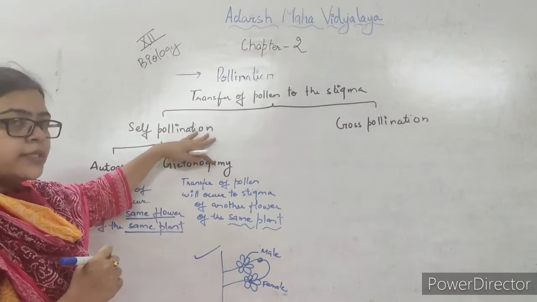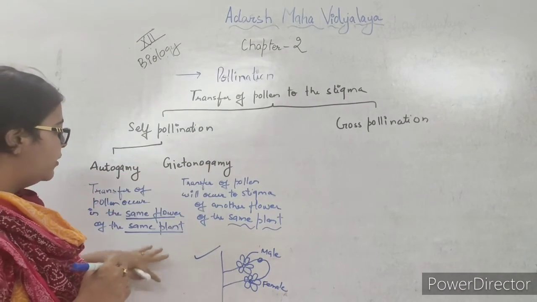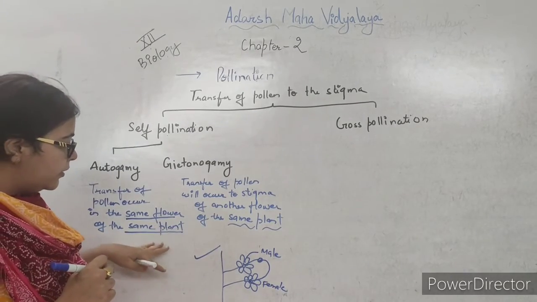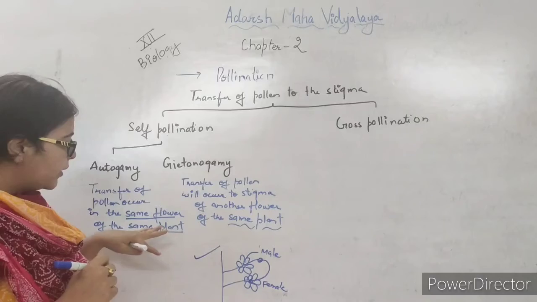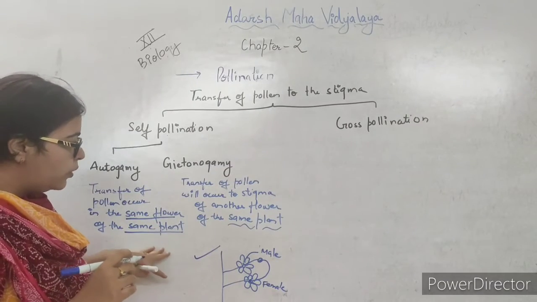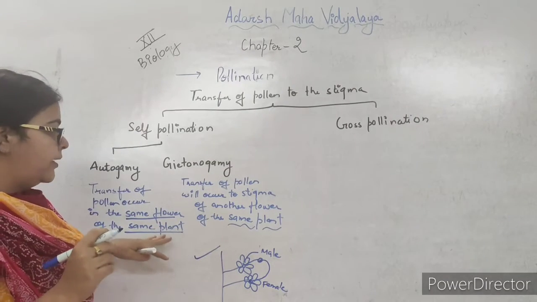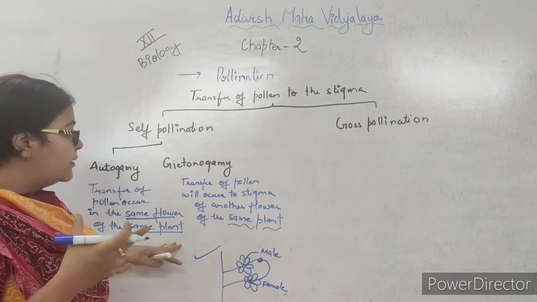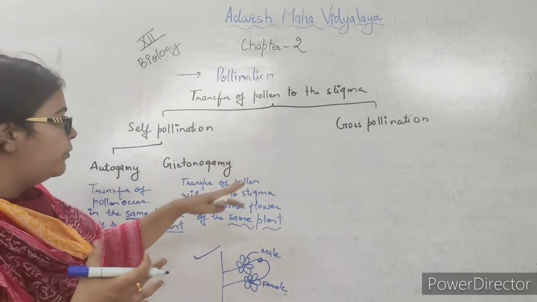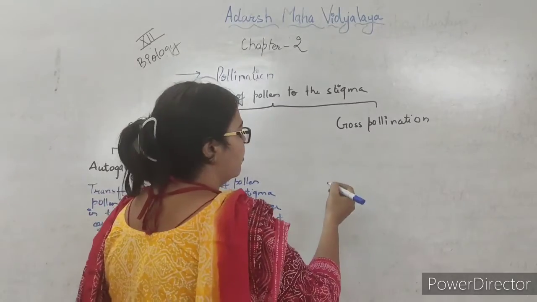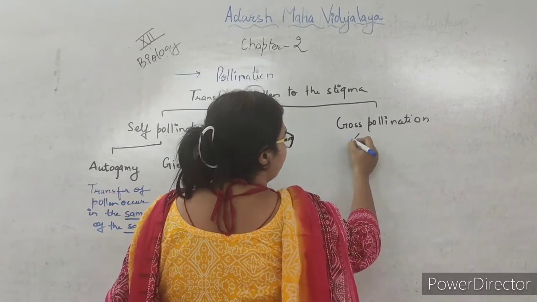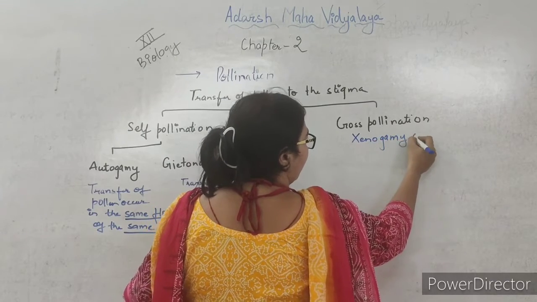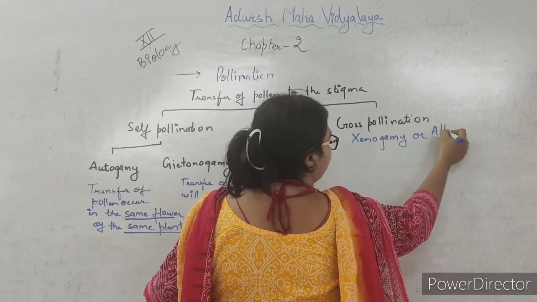So when we are talking about self-pollination, we are talking about the same plant. That is, here the genetic composition in the pollen and the egg will be exact same. Now when we talk about cross-pollination, cross-pollination is also called xenogamy or allogamy.